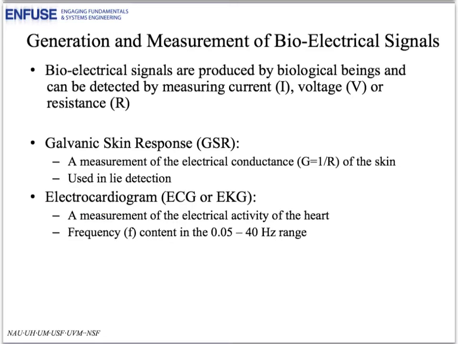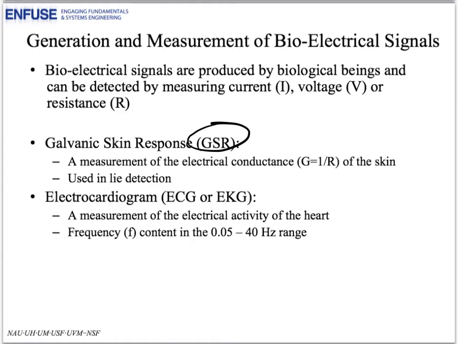An example of measuring resistance is the galvanic skin response. Essentially here you're applying electrodes to the surface of the skin and measuring the conductance, which is 1 over the resistance. And this you may recognize as something that's used commonly in lie detection, for example. So the GSR will change as a function of what's going on inside the body if you're nervous, for example.